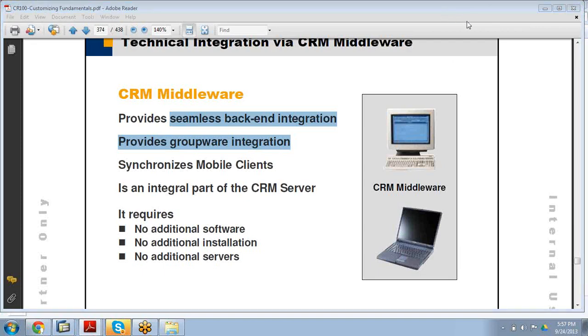So we have this, which provides groupware integration that synchronizes mobile clients, and it is also an integral part of the CRM server. It requires no additional software, no additional installation, and no additional servers. Remember that. That is one big advantage with SAP CRM middleware. It is part and parcel of the CRM system. You take all these points.